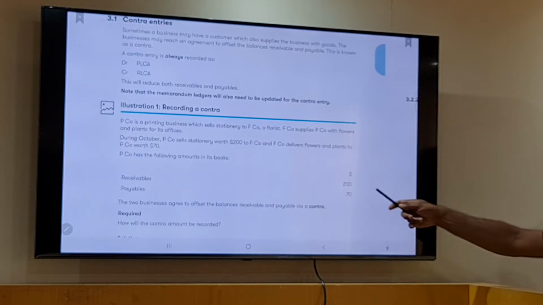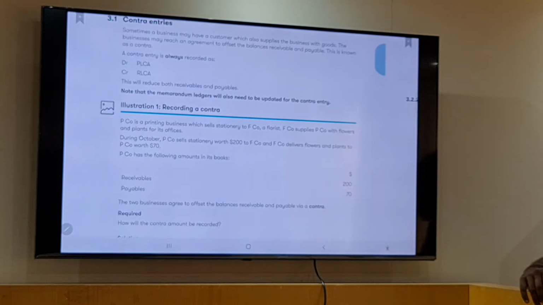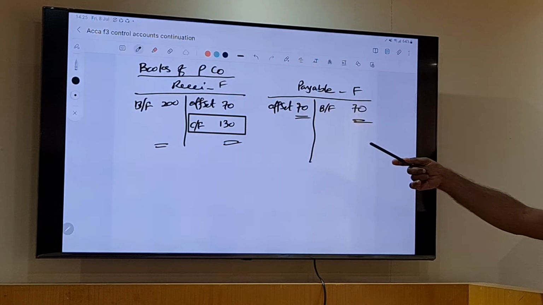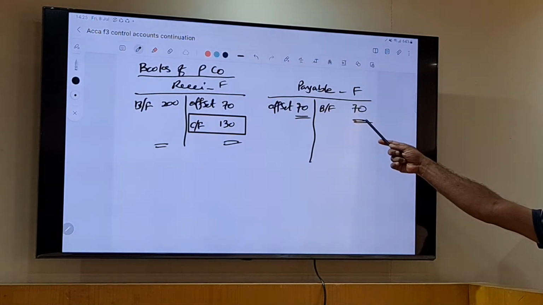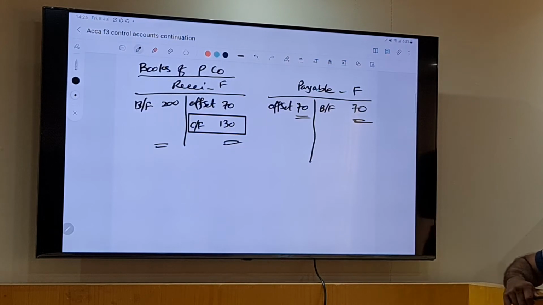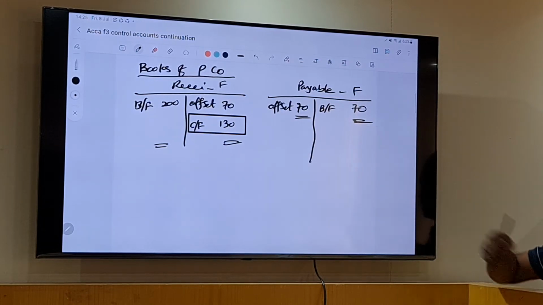Now here, do I need to receive or pay? I should receive. How much? 130. That's exactly what I did here. See, 200 receivable, 70 payable, then offset. Remember, offset the same amount in both accounts. So here 0 after the offset, here 130.